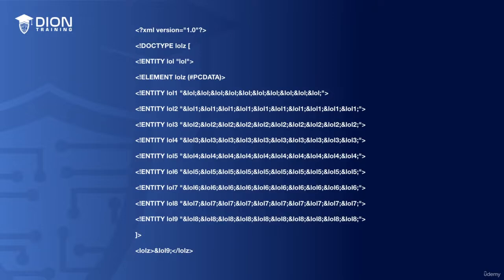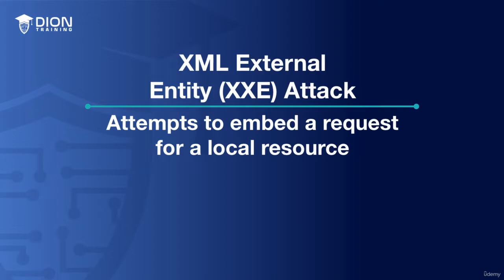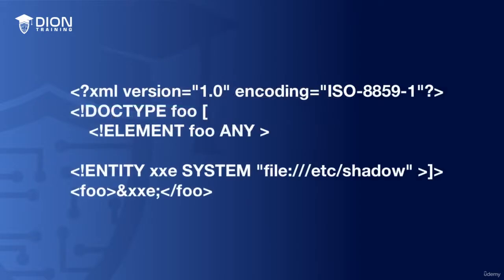And this is why we call it an XML bomb, because it acts like a bomb or a denial of service attack, consuming up your resources. The second type of exploit we have is known as an XXE attack, or XML external entity attack. Now, this is a type of attack that attempts to embed a request for a local resource. That sounds an awful lot like a local file inclusion, doesn't it? Well, it is. Here's an example of an XML external entity attack.